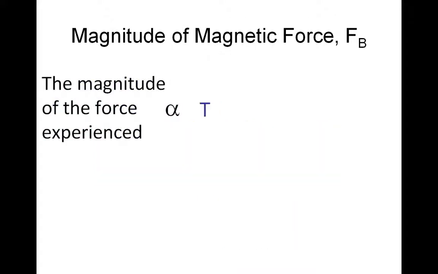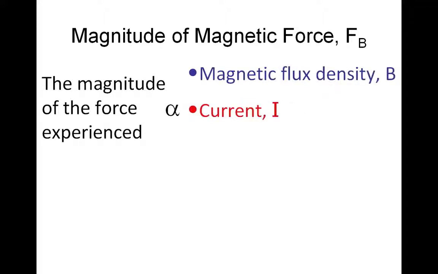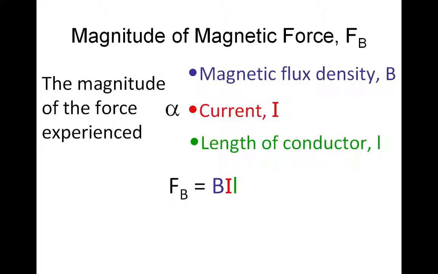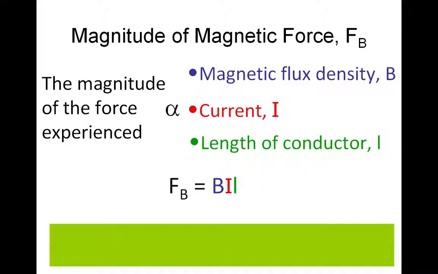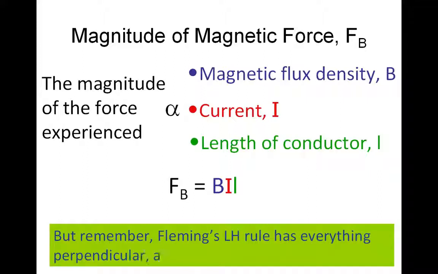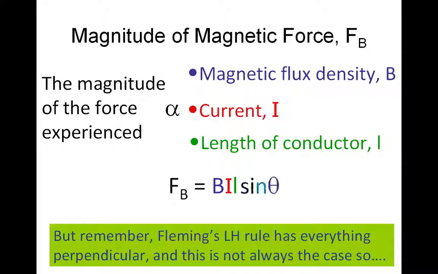Now to look at the size of the force, it's going to be proportional to the two fields that are just combined with each other. And those two things are to do with the flux density and the size of the current. But the other important thing is the length of the conductor that's in the field. And we get the magnetic force F_B equals BIL. But with Fleming's left-hand rule, everything's got to be perpendicular, so we need to put a sine theta into this. So our final equation is F equals BIL sine theta.